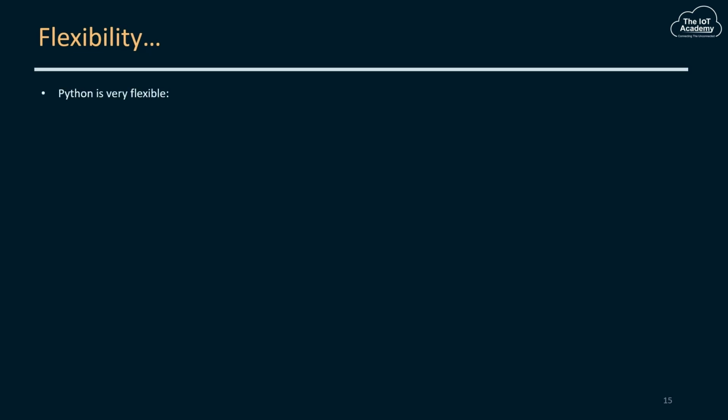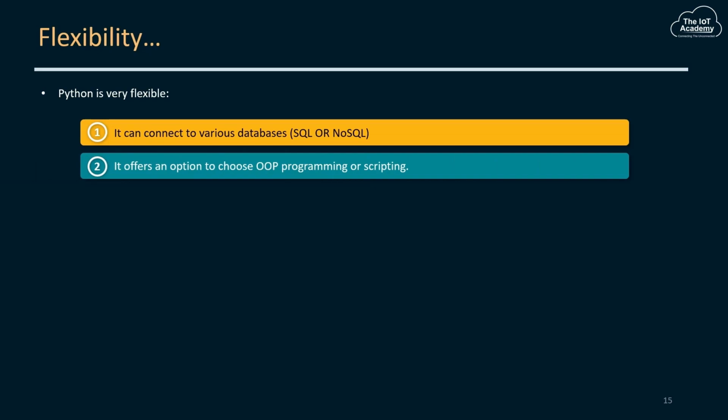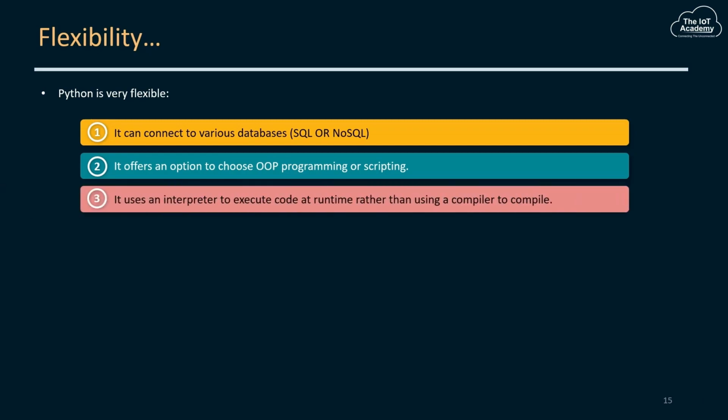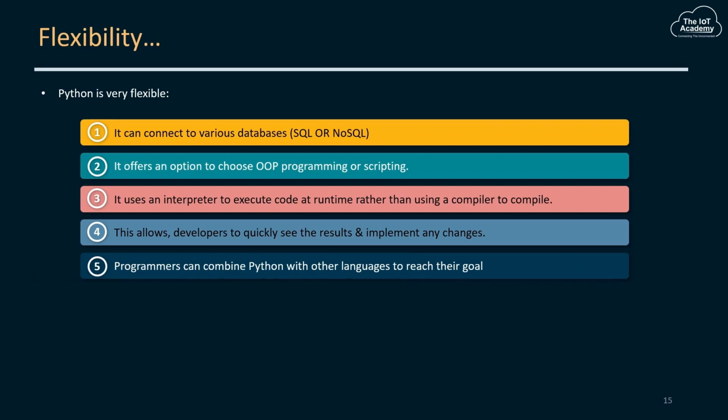Python is very flexible. It can connect to various databases, SQL or NoSQL. It offers an option to choose OOP programming or scripting. It uses an interpreter to execute code at runtime rather than using a compiler to compile. This allows developers to quickly see the results and implement any changes. Programmers can combine Python with other languages to reach their goal.